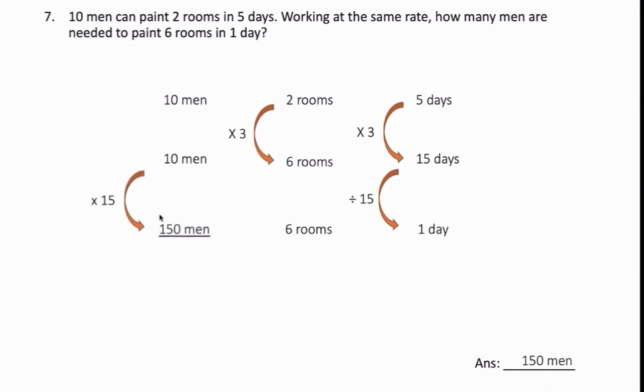Got it? So this is how you work through it. Only change one at a time and use some common sense, and you can only multiply and divide, nothing else.